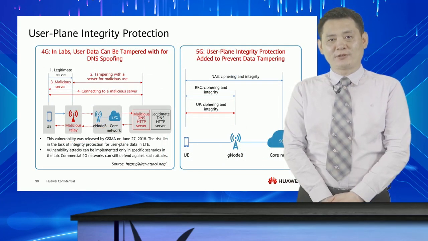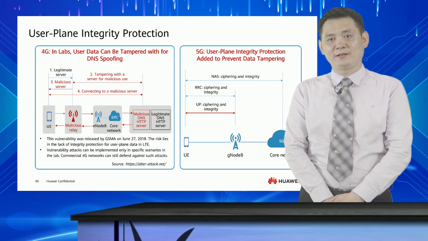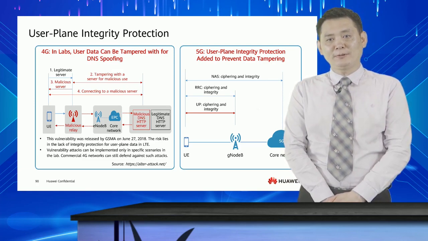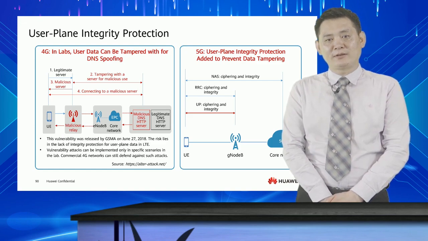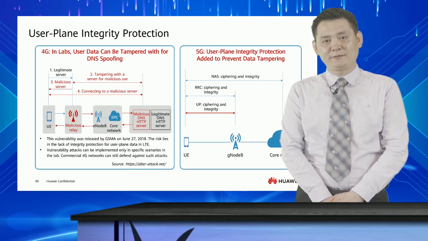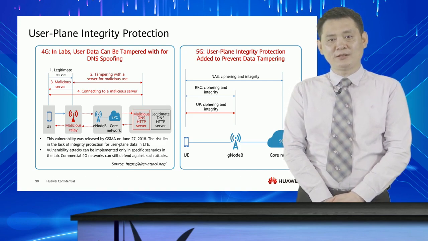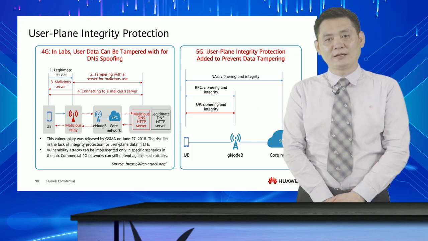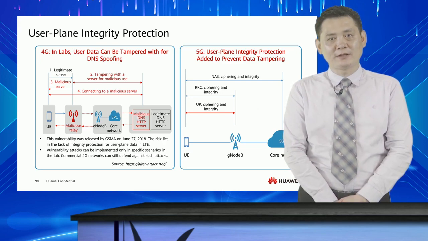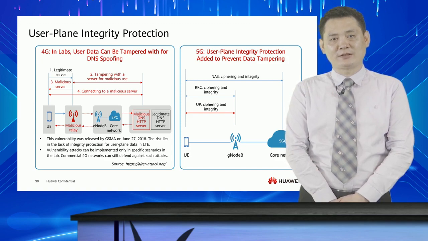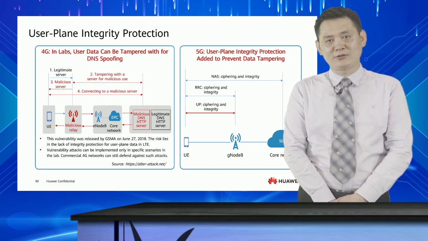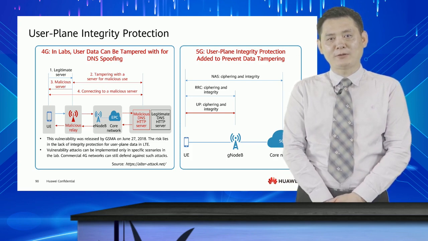What is the fourth security technology introduced for the air interface? It is user plane integrity protection. Let's learn about integrity protection first. Integrity protection ensures that information received by the receiver is complete and has not been tampered with. If information is tampered with, it indicates that the information is different from the original information. Integrity protection ensures that the receiver can identify whether information has been tampered with.